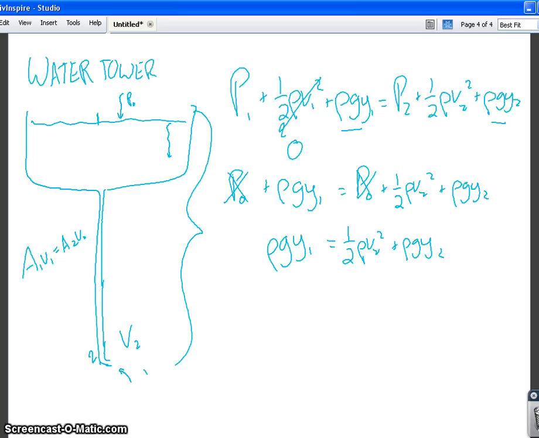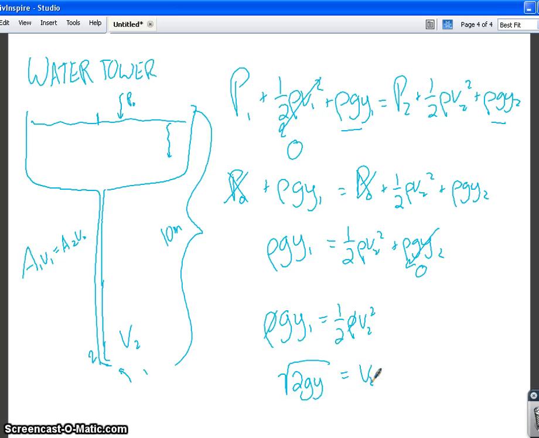So let's assume now that, let's say this is 10 meters tall. Well, if this is 10 meters up here, then down here it's 0 meters. So the height at 2 is going to be 0 as well. So our equation simplifies from this big old thing up here to rho g y1 equals 1/2 rho v2 squared. And then if we want to solve for v2, we would cancel out rho, and then it would just be the square root of 2gy equals v2.